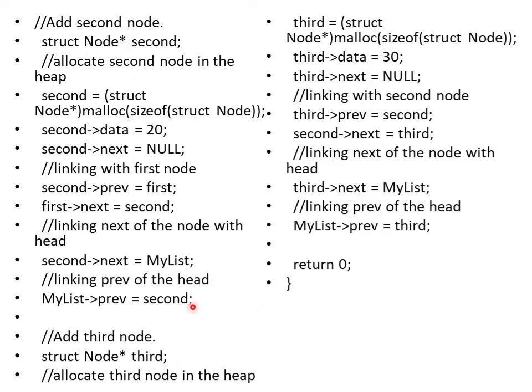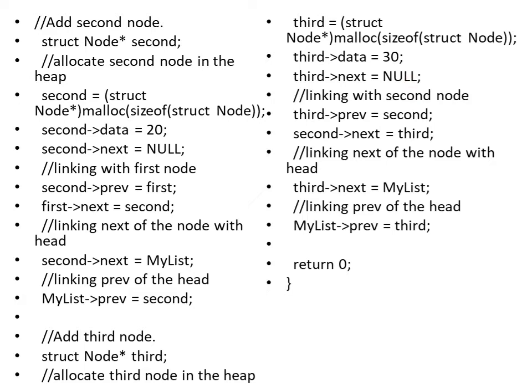That means linking is very important in the linked list. See, struct node, I am declaring another node. Then allocate a node in the heap. For that allocation I need memory. By malloc I am allocating memory to the third variable. After allocating I am inserting 30 into the data field. Then next is always connected to null.